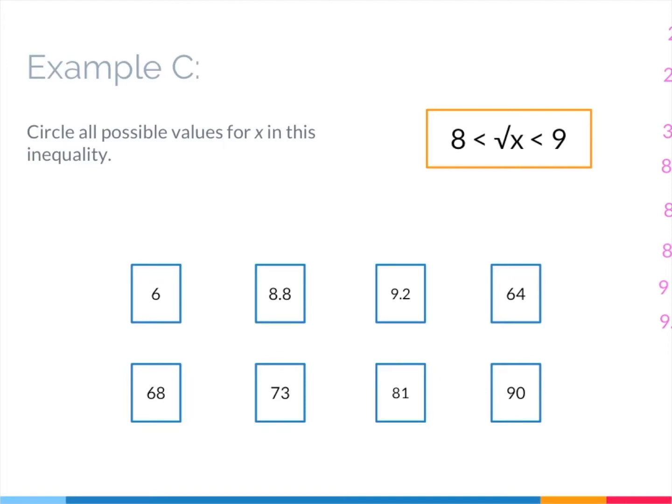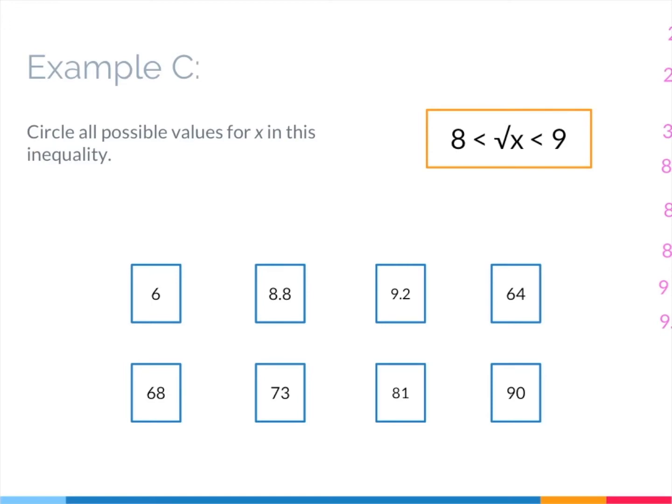Now here we are in example C, and it's to circle all the possible values for x in this inequality. So I have that the square root of x, or whatever number we're going to plug in there, is between 8 and 9. So let's take a look. So I've got 6. Now is 6 less than 8? Yeah. Is it less than 9? Yeah. But I'm not looking for 6. I'm looking for the square root of 6.